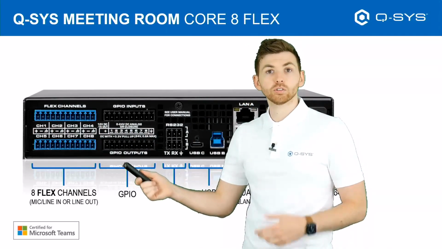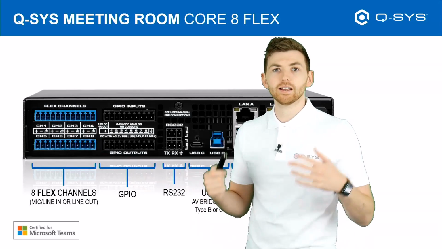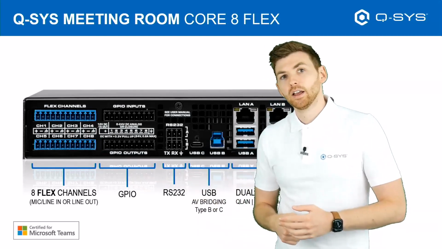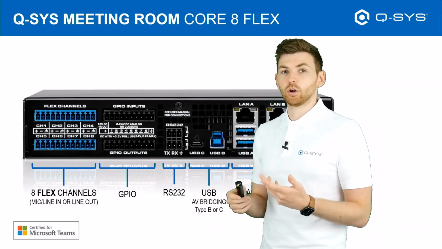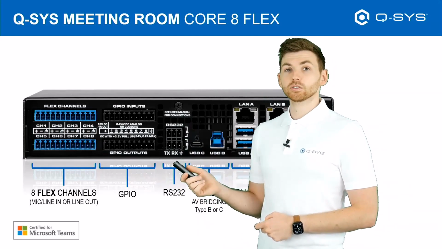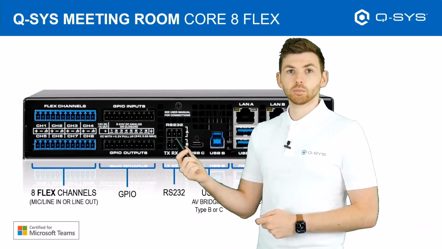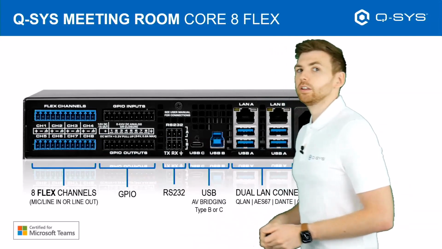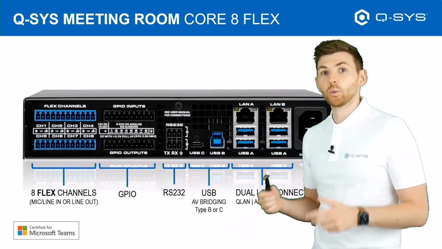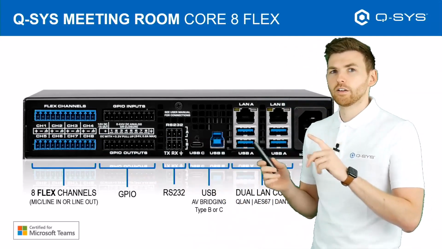Very, very handy. Now we've also got GPIO here. So this is good, of course, if you do want to connect to switches, relays, LEDs, things like that, to do a bit of in-room control. A couple of RS-232 ports, again, for devices that aren't on the network that we want to control. Then we've got the very important USB connections for bridging, which we're going to get onto very shortly.